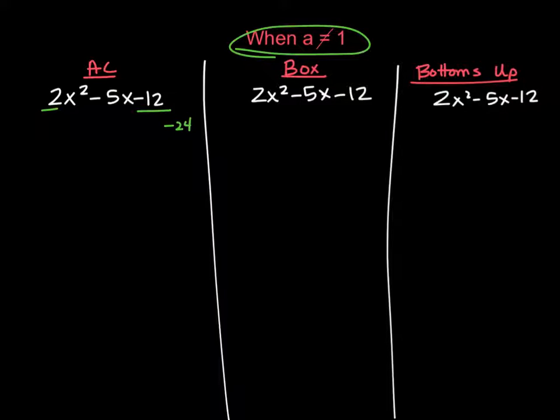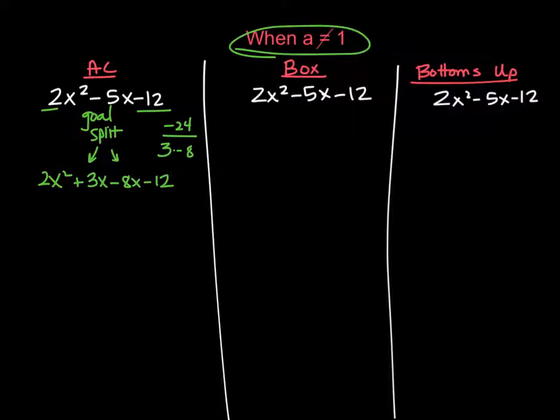So negative 24. And this is where we listed out multiple pairs, and we were trying to get our goal number here, which is negative 5. So if I think about things that multiply to give me negative 24 and add to give me negative 5, that's going to be 3 and negative 8. And what we do is we use that to split this middle term. So if I do that, I'm going to rewrite my problem. I now have 2x squared plus 3x minus 8x minus 12.